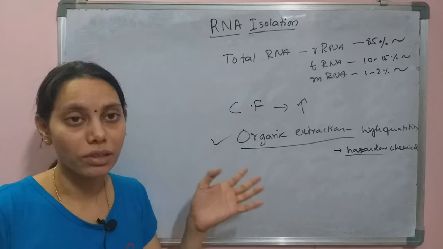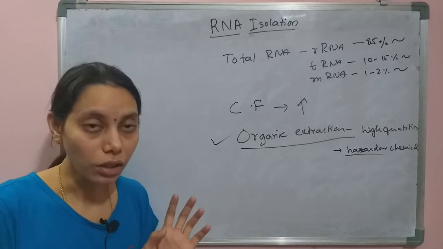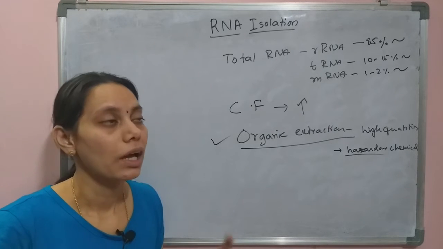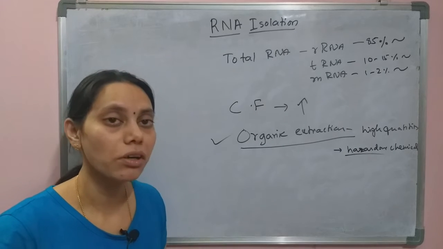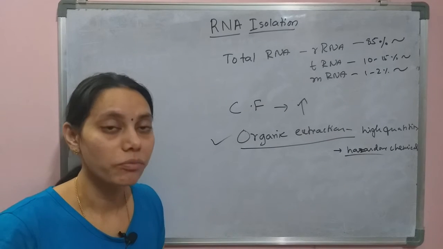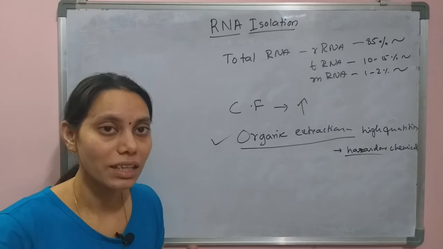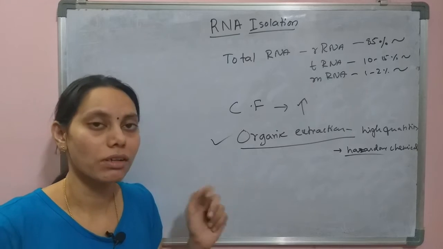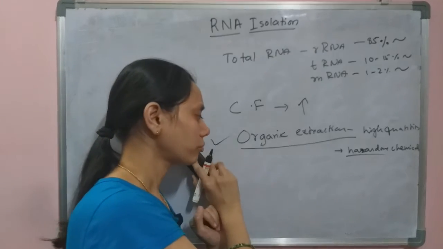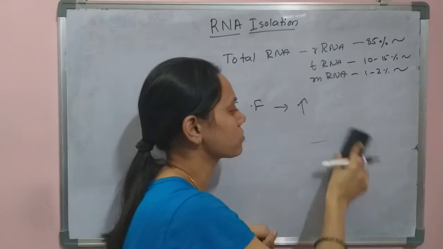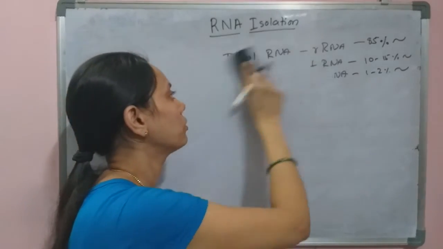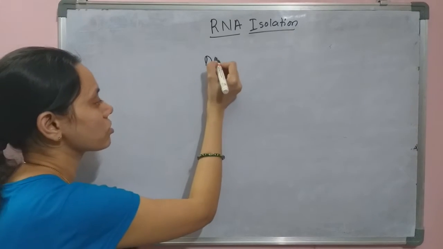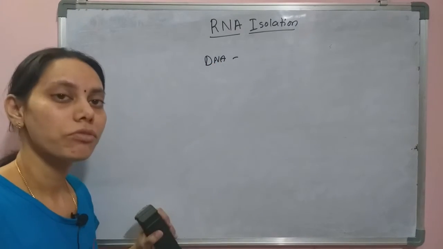But using this organic extraction method, we can have RNA in its pure form, and also the quantity of the RNA will be very high. So large scale RNA extractions will generally be carried out using this organic extraction method. So what is the difference? Why can we not adopt the DNA extraction method for the separation of RNA as well?